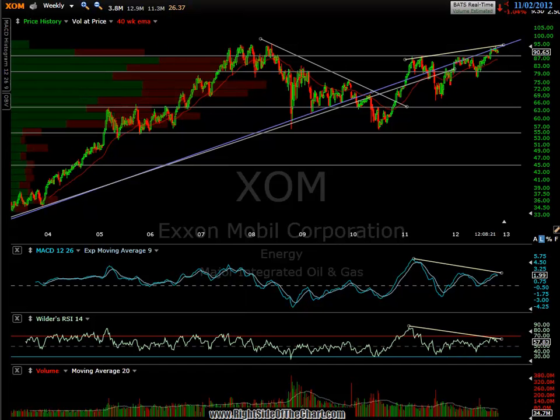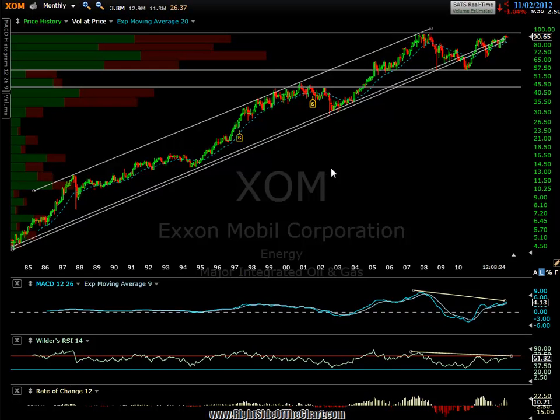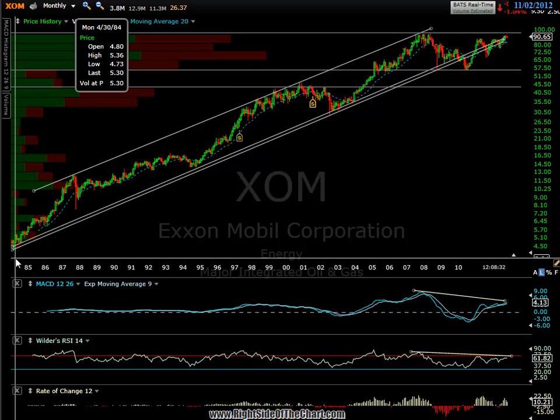So overall, one to keep an eye on. Monthly chart. I'm not going to go over all the time frames on all these charts, or all these components, but I did want to look at the monthly. This is something I've been tracking for a long time on ExxonMobil.